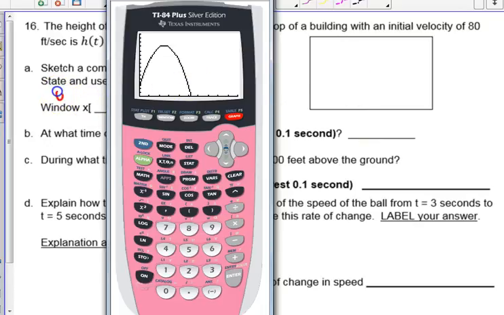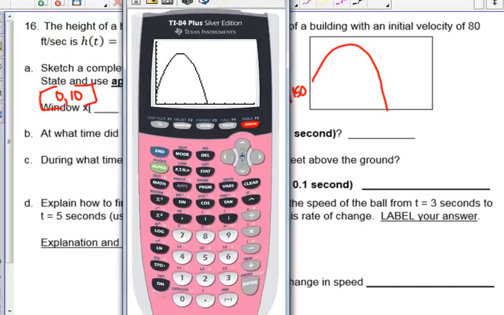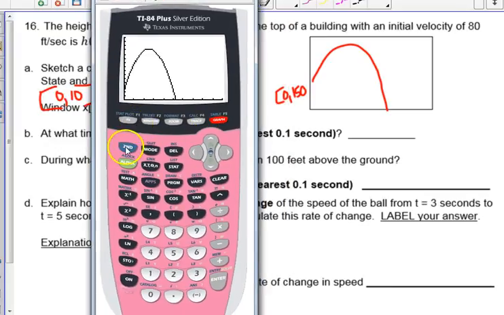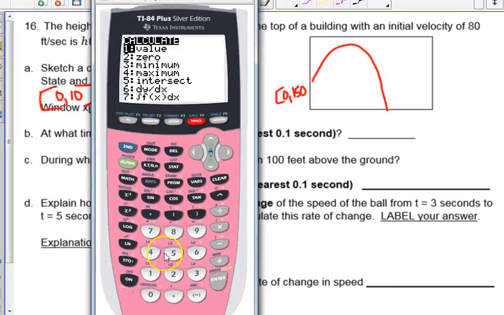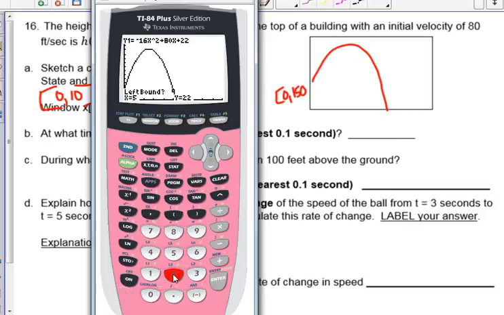So up here you're going to write 0 to 10 for your x, and your y is 0 to 150, and your graph should look like this. Then it says, what time does it hit the ground? So you want to go second trace, find the 0, which is choice 2.